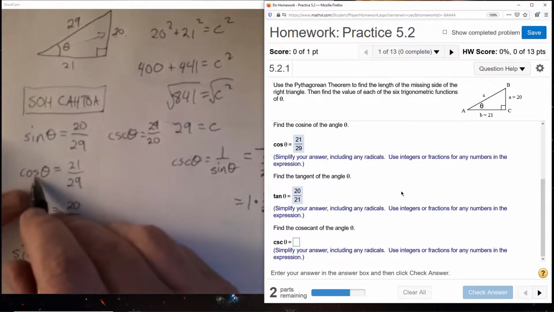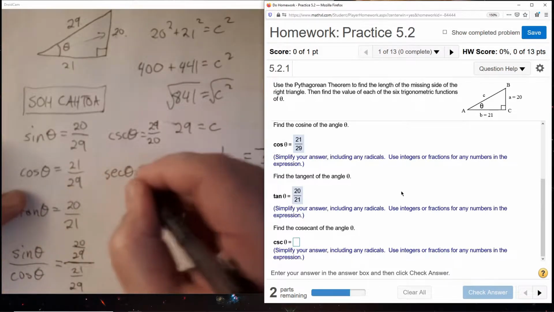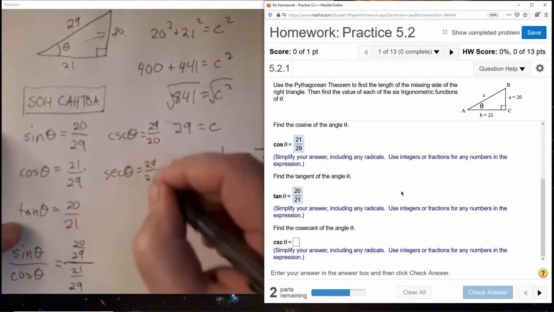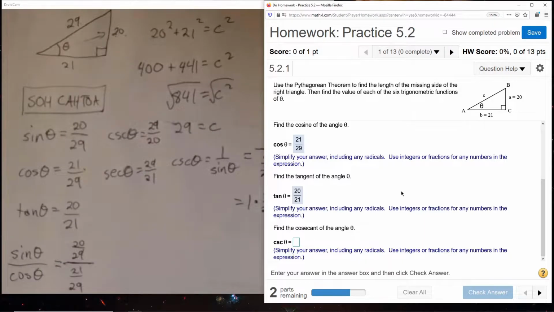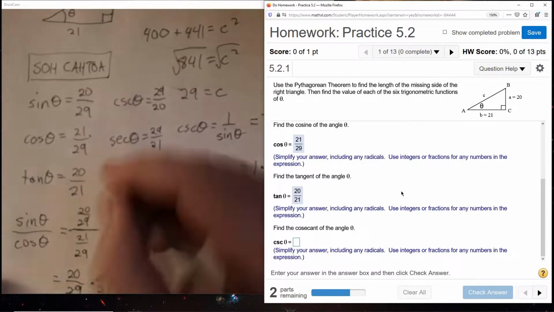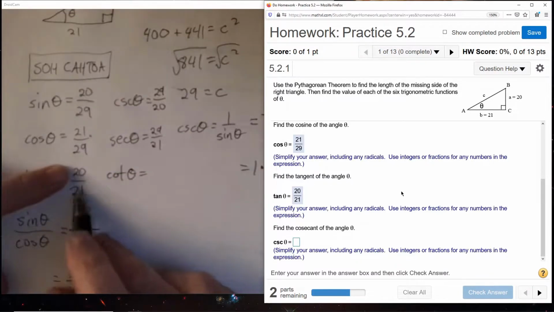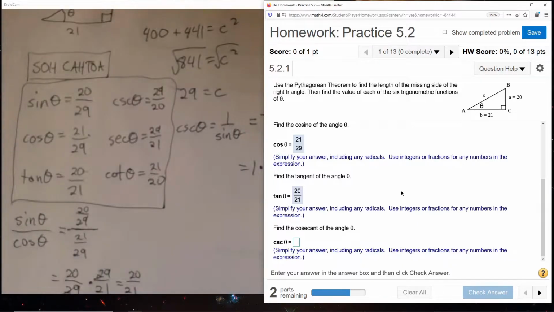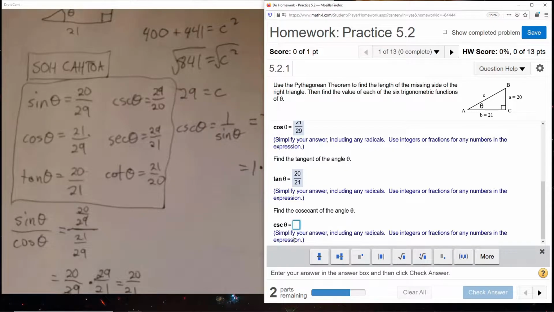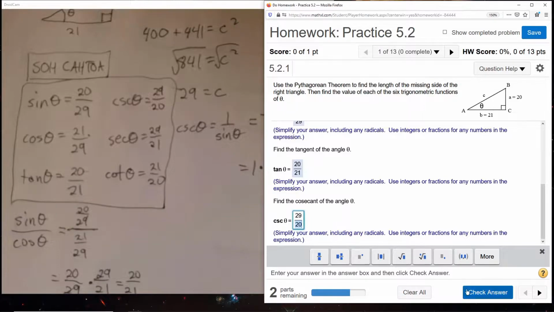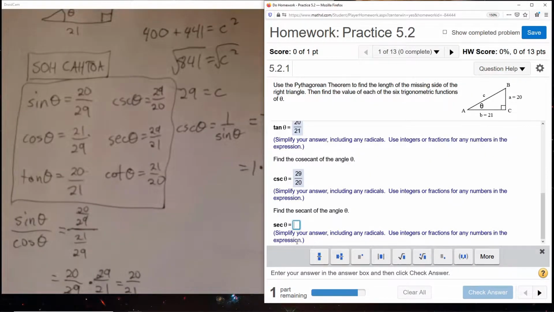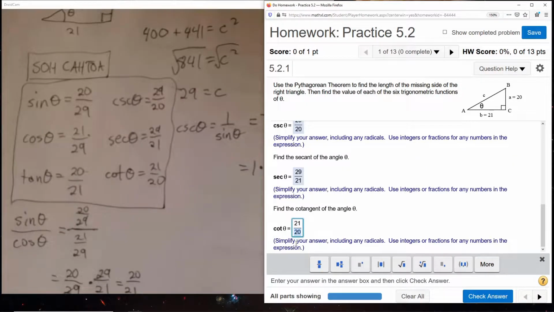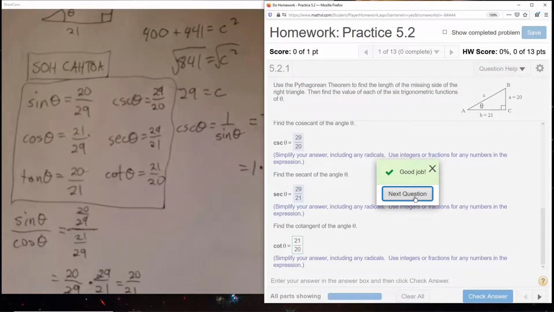So let's go with cosine. The reciprocal there is secant. Well, we have cosine, and it's just the reciprocal, so we just flip these. So secant is 29 over 21, just literally flip them, because that's what the reciprocal means. And then for tangent, reciprocal is cotangent, so we'll just flip these. And now we have all six trig functions. And that's that question.